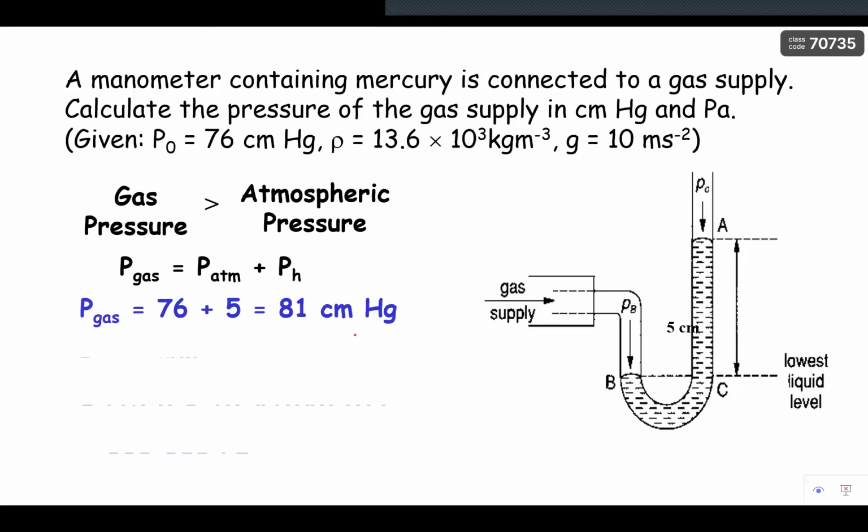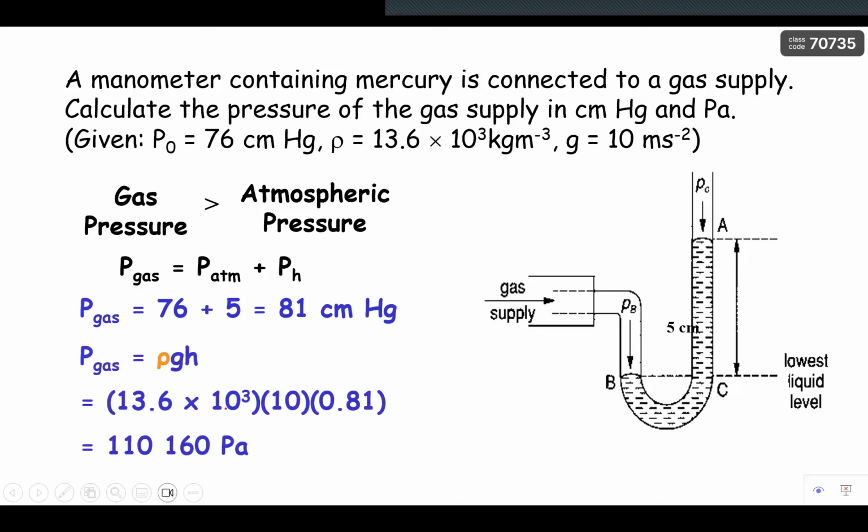And if I were to convert it into Pascal, I need to use the formula rho g h. So I need to change it to meters because it's kg per meter cube. So I have density 13.6 times 10 to the power 3, times g, 10, times h, which is 0.81 meters. I get the final answer in Pascal.